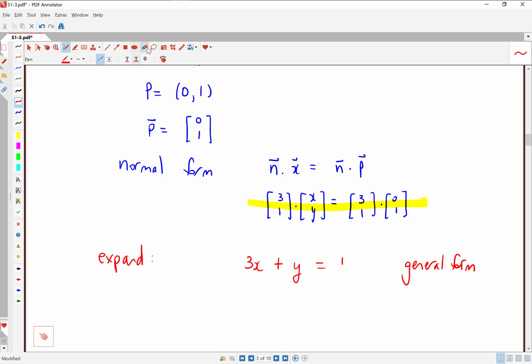So what we're seeing is that there's a deep connection between normal form and general form. It's easy to move from normal form to general form. You're just expanding the dot product. And it's also reasonably easy to move from general form to normal form. You can pick out the normal vector, and with a little bit of thinking, you can find a vectorization of a point on that line. So these are two ways of describing a line in R2. We've got our normal form, and we've got our general form, and we're going to work towards 2 more forms for a line in R2.